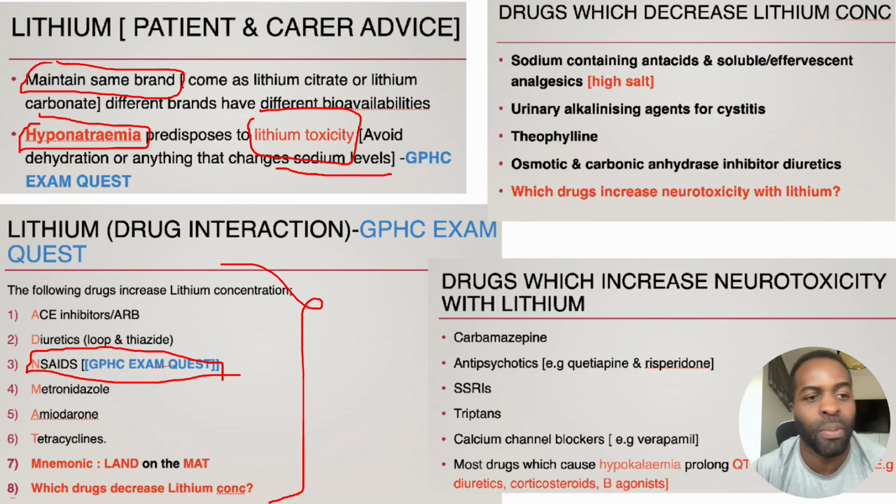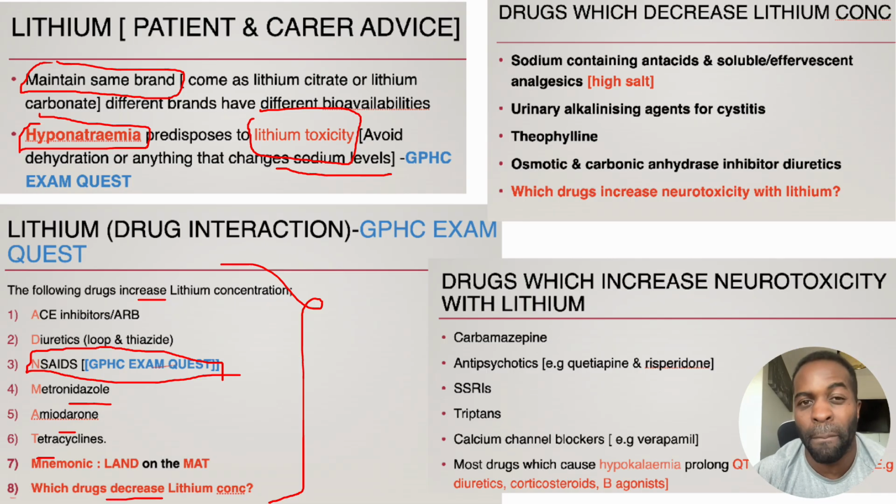So you want to give them a different painkiller, probably paracetamol, or if that patient cannot take anything other than an NSAID, then they have to monitor. You need to counsel them on monitoring the signs of lithium toxicity. Interactions with metronidazole, with amiodarone, with tetracyclines. So these are important. You need to know what increases lithium toxicity. And then you also need to know what decreases lithium toxicity. Again, could be a potential question.